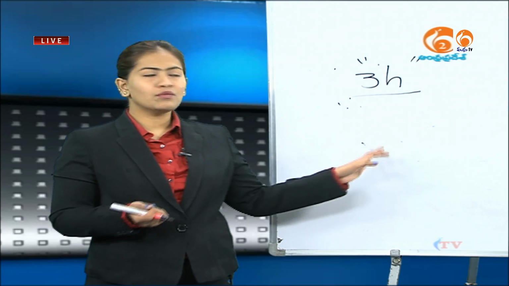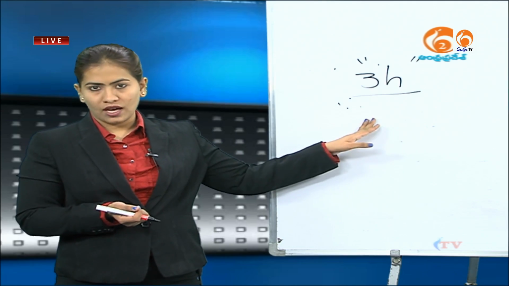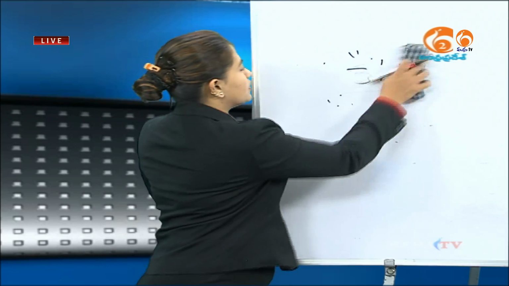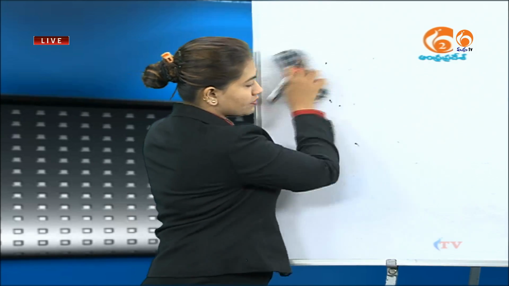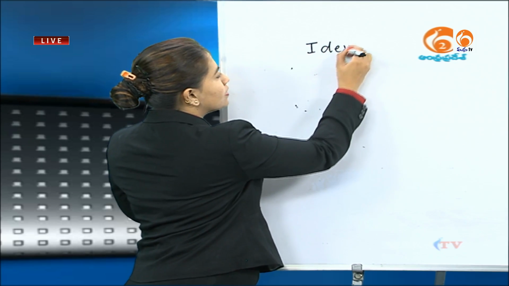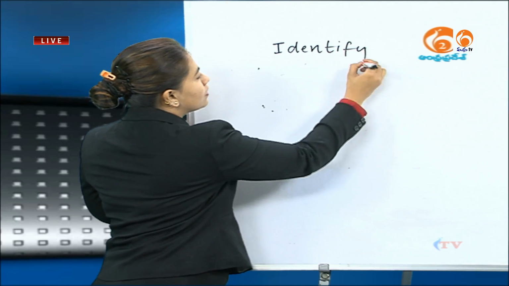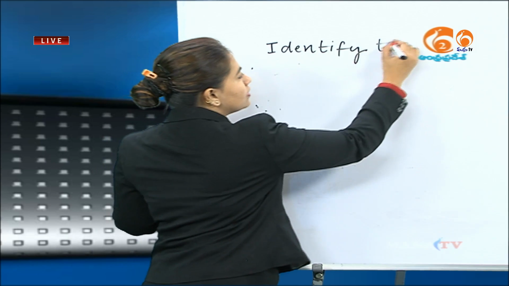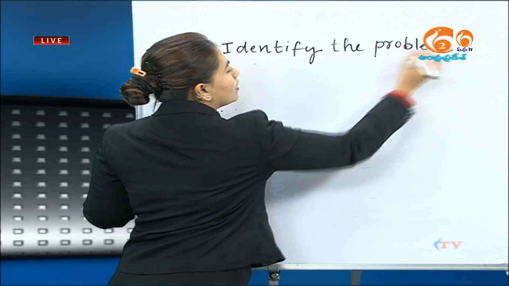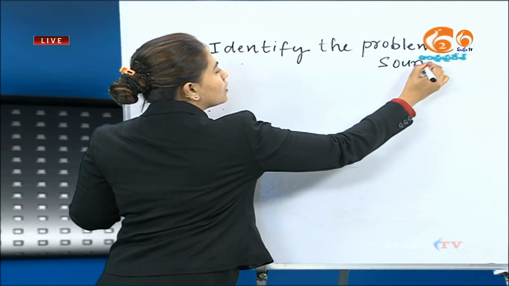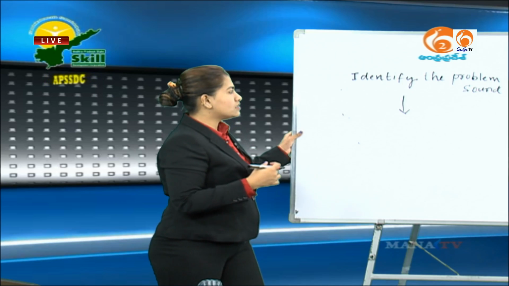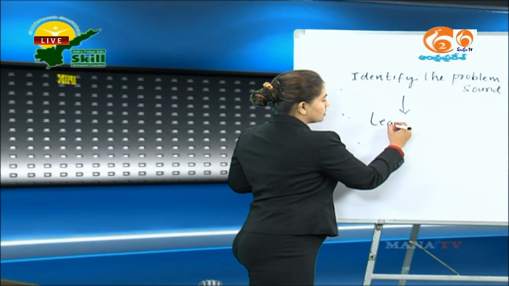So, let us understand, the moment you identify a problem sound, all you have to do is, let me give you this. So, first identify it. Identify the problem sound, and then the next step in this is learn to enunciate.